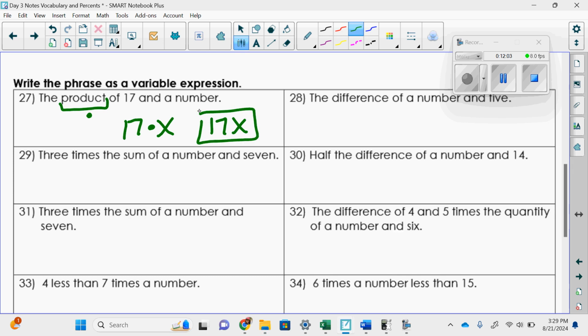I just arbitrarily picked the variable x. Any variable would do. We don't know what the number is, so we have to use a variable. The difference of a number and 5. So difference means subtraction. So we have the difference of a number and 5, so x minus 5. 3 times the sum of a number and 7. So order of operations.